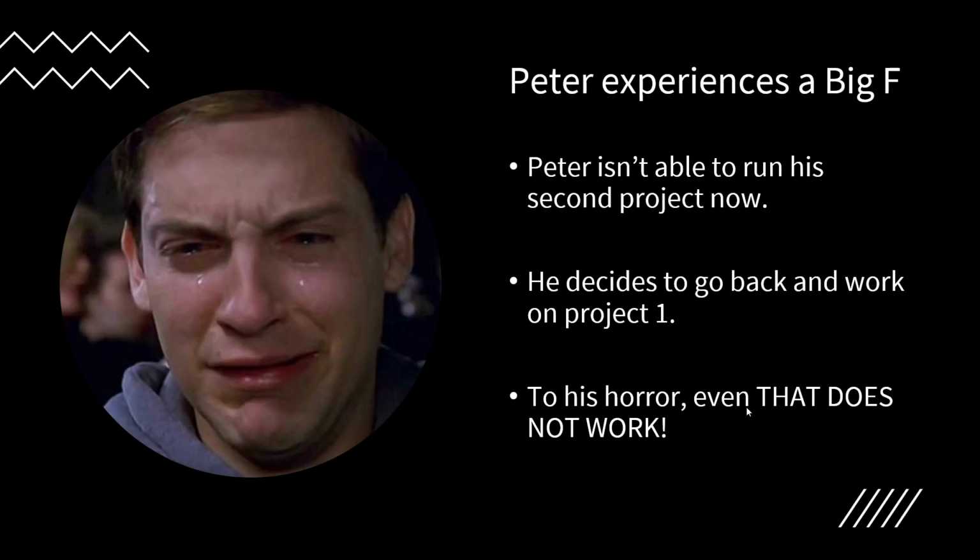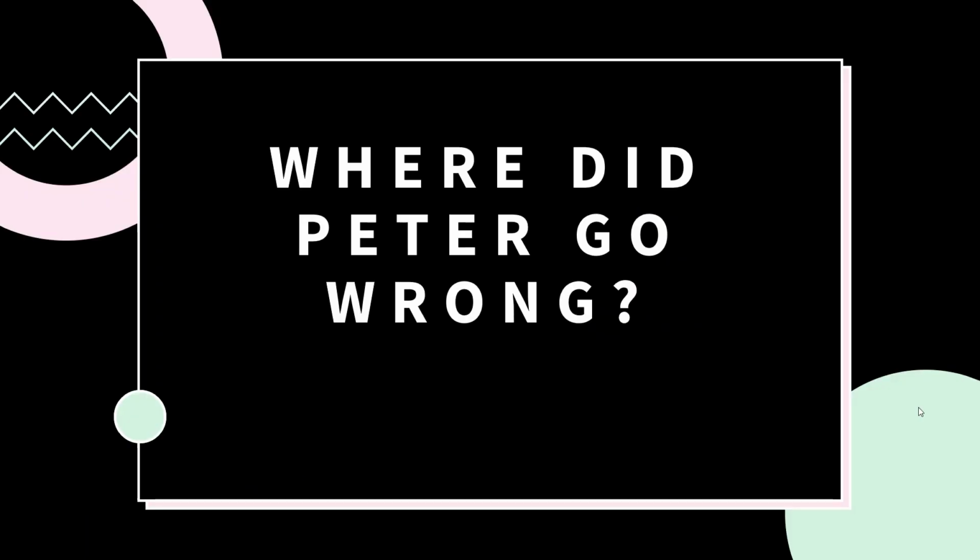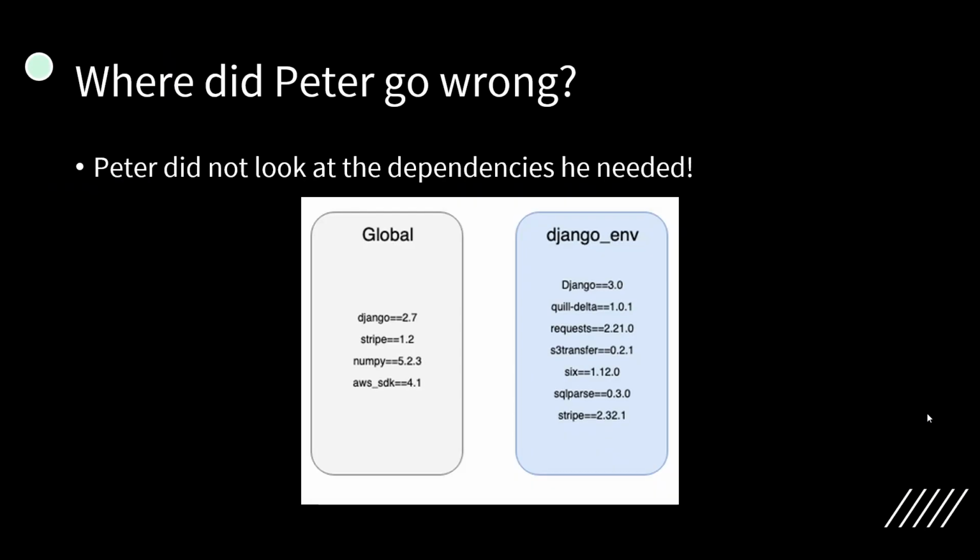But the biggest issue is that now project 1 also does not work. And you'll be like, okay, how? Why does this happen? Well, a simple reason for this is something known as dependency conflicts. Peter had installed different versions of the dependency libraries that he had used. For example, let's say project 1 required Django and project 2 also required Django. Now, the issue is that Peter was running project 1 using Django 2.7, and all the other dependencies in project 1 required Django 2.7.